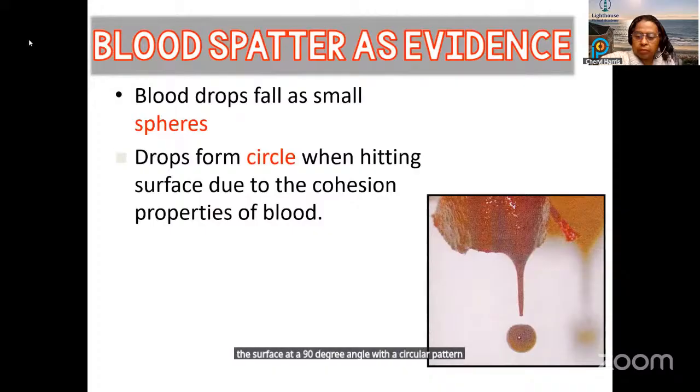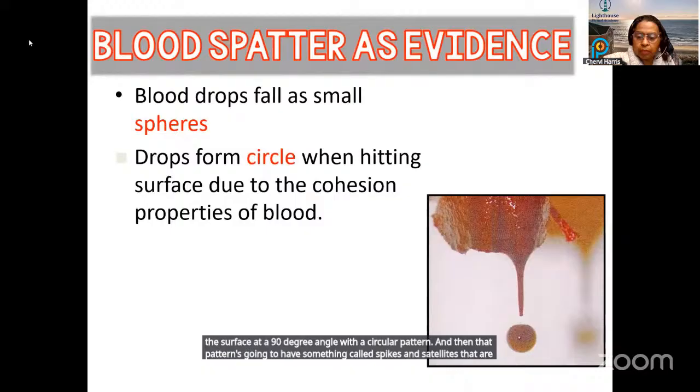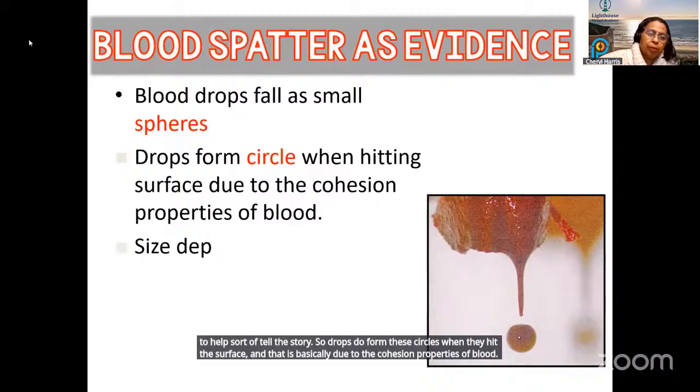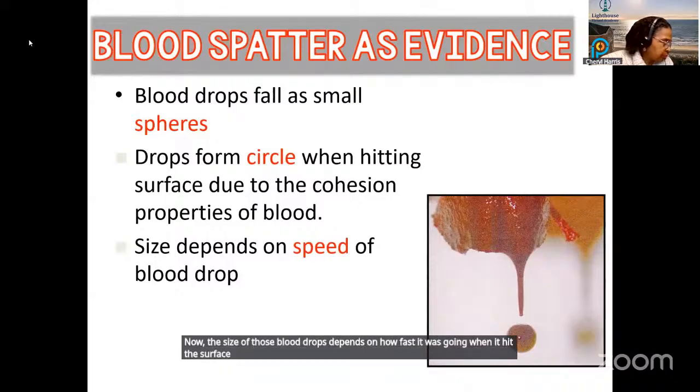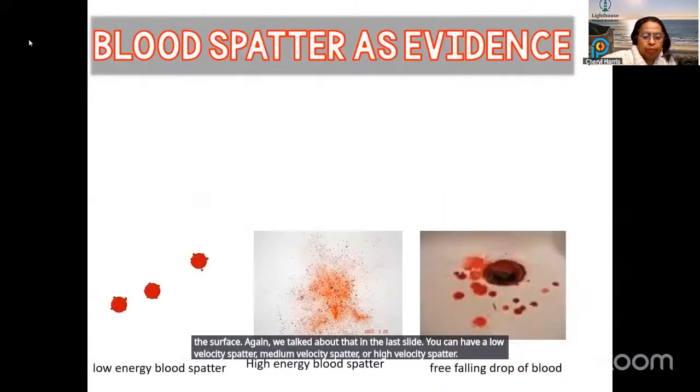And then that pattern is going to have something called spikes and satellites that are going to help sort of tell the story. So drops do form these circles when they hit the surface, and that is basically due to the cohesion properties of blood. Now, the size of those blood drops depends on how fast it was going when it hit the surface. Again, we talked about that in the last slide. You can have a low velocity spatter, medium velocity spatter, or high velocity spatter.